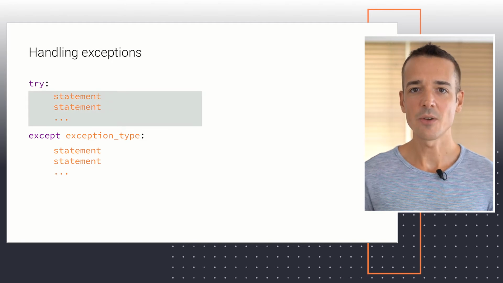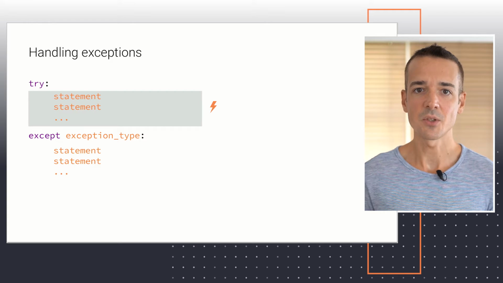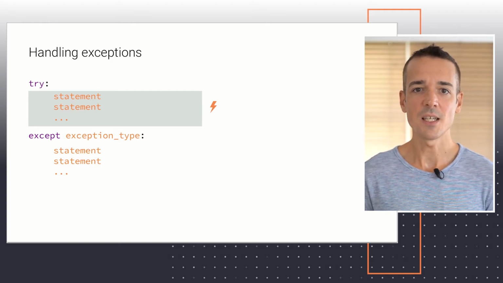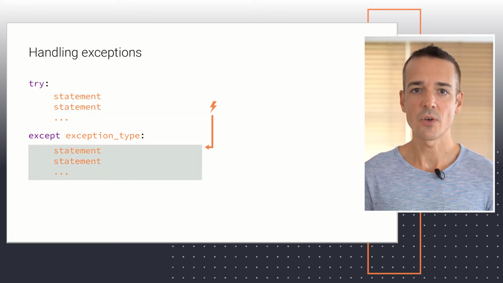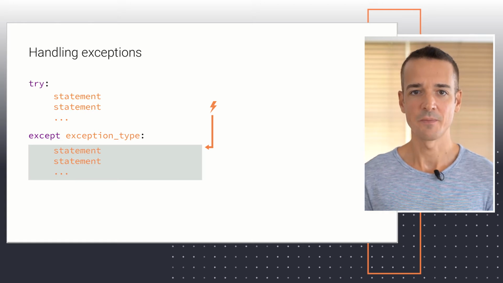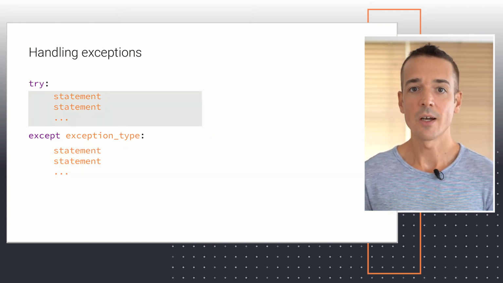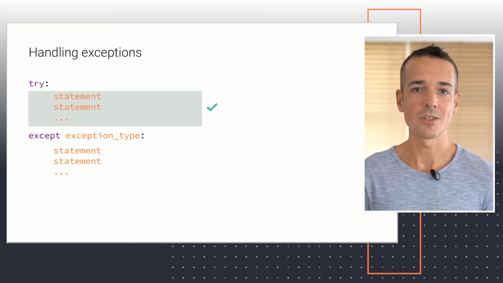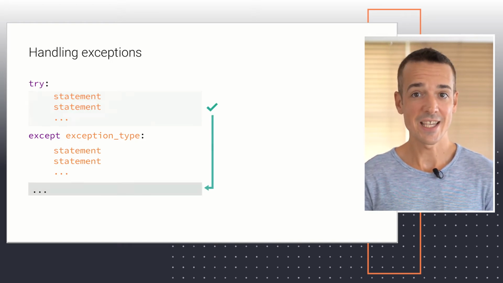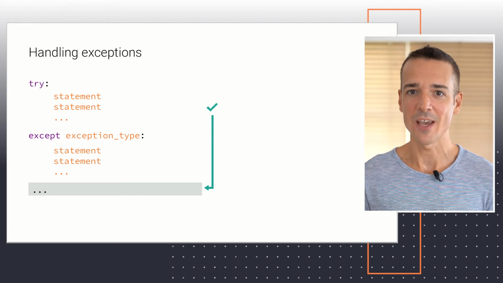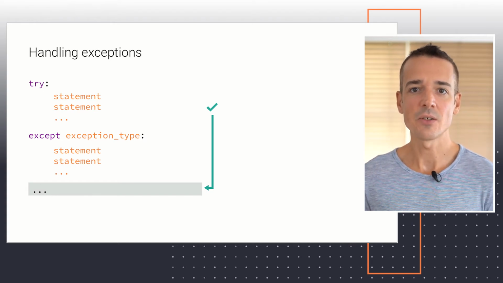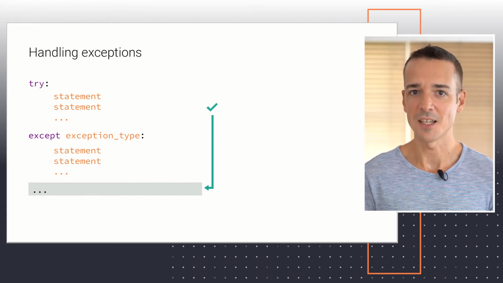Python starts executing statements in the try block. If any of these statements causes an exception, the try block is immediately interrupted, and control is transferred to the except block. If, on the contrary, running the statements in the try block causes no exception, the except block is skipped altogether, and the execution continues after the next non-indented statement.